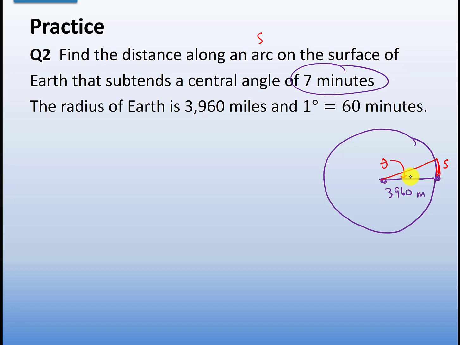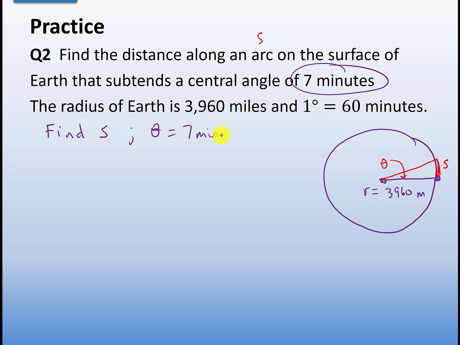And so our question is to find S. How far have we walked, or how far around the edge of the earth have we flown? So we've got to find S, and we've got to start thinking about some relationships. Now we know R. We have R. And theta, they told us, is something new that we haven't quite studied yet, but we'll develop that in a second. Theta is 7 minutes. So it's not time, it's an angle measure. We'll see that in a second.